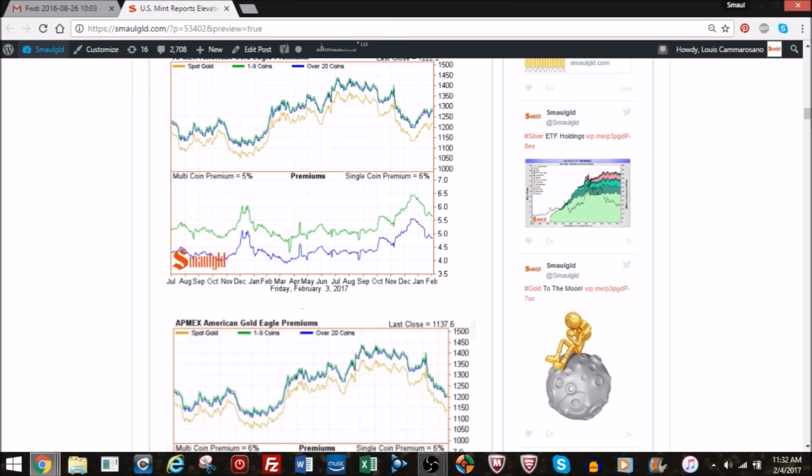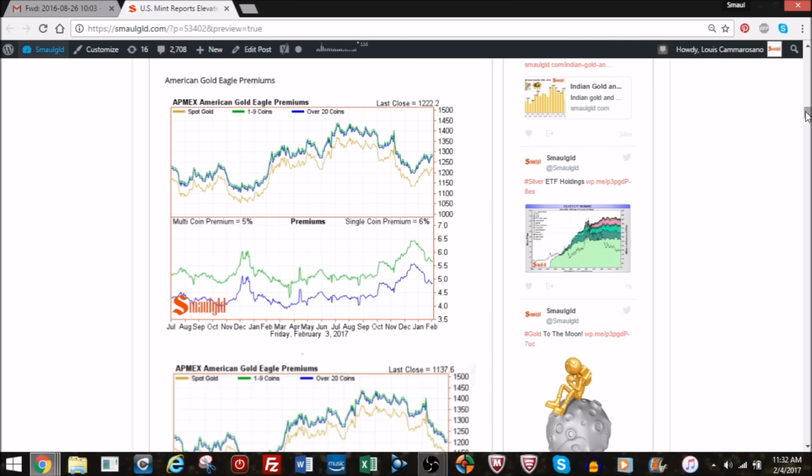Now, if you're interested in premiums, just Google American Gold and Silver Eagle premiums. I update the charts all the time there. You can see them and you can track them and you can see what's going on.